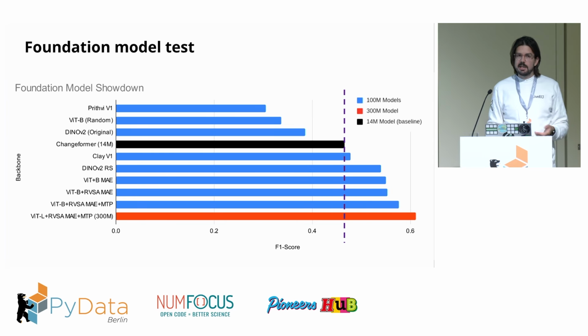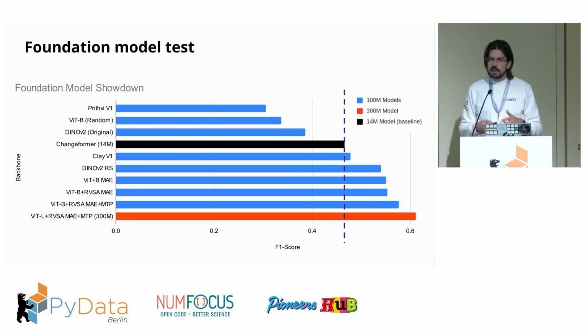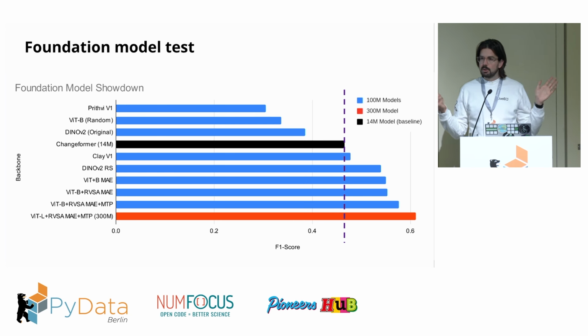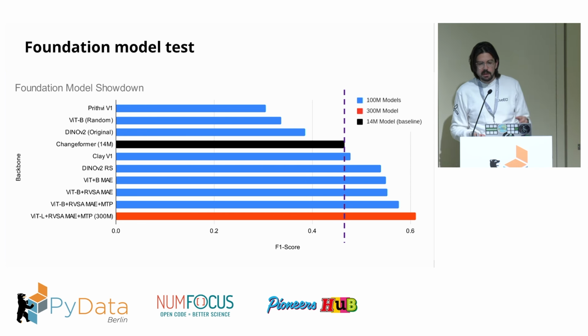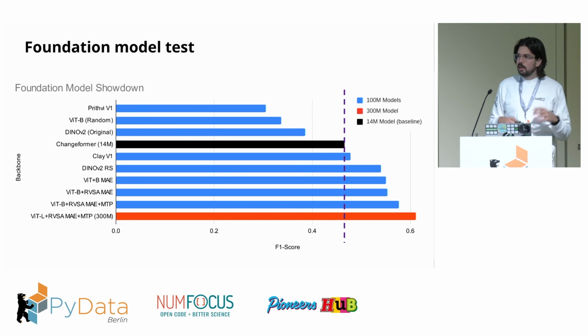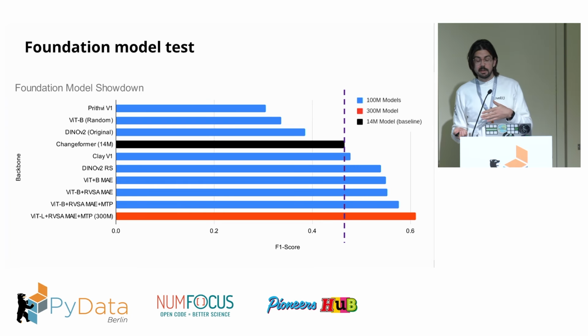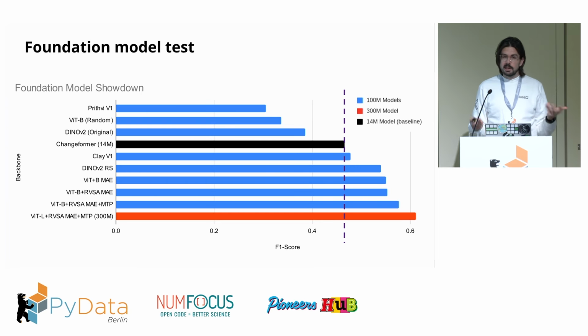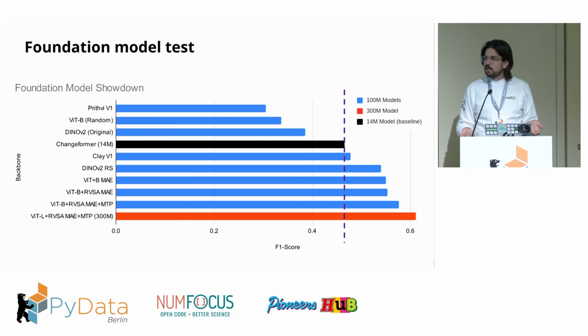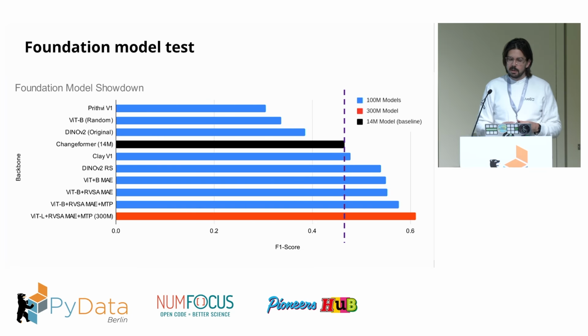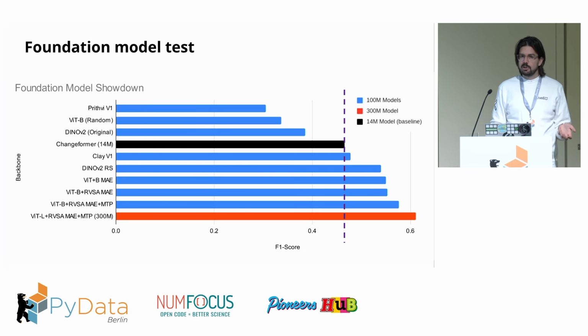A randomly initialized vision transformer, i.e. a vision transformer trained from scratch without any pre-trained weights, did a little bit better than Prithvi, but still not very good. The original Dino v2 didn't do very well, but still a little bit better than initializing a vision transformer from scratch. Our baseline did quite a bit better than that already, and this just shows you what a small model can do. Then Clay v1 did a little bit better than that, even though it was trained on remote sensing images. It didn't do much better than a small model, and this is where things really get interesting.